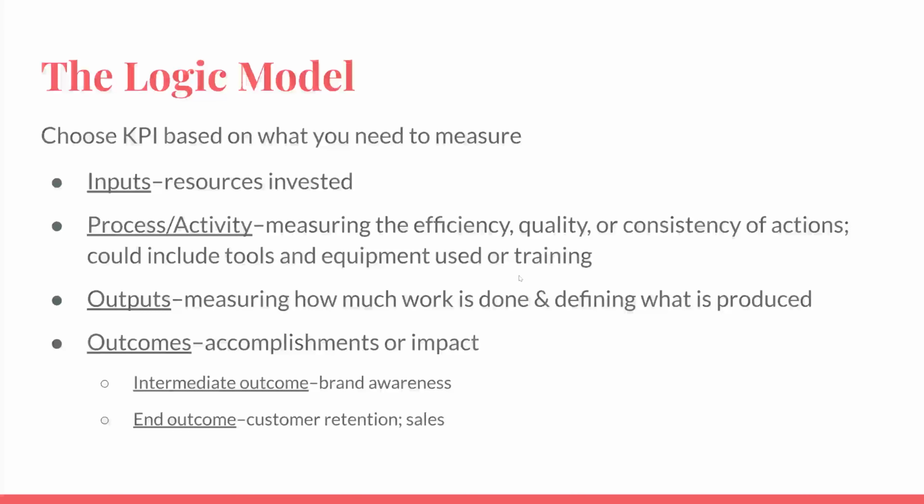Now, whenever we are developing KPIs and deciding which ones to use, you, of course, do need to choose your key performance indicators based on what you need to measure. But there is also something called the logic model that can help you to figure out whether or not you are investing appropriately in particular aspects of a campaign or of a company. And what you do is first you have the inputs, the activities, the outputs, and the outcomes.